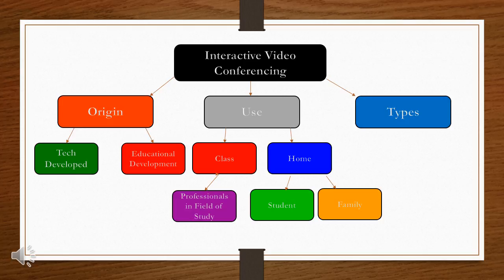Moving over to home, I chose green for the student use of video conferencing in home because I associate green with the growth in nature, much like the cognitive growth of a student. I chose gold for the family use of video conferencing because the family involvement in a student's life and education is extremely valuable.